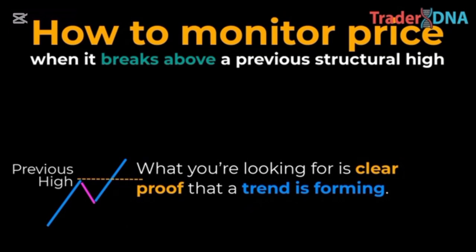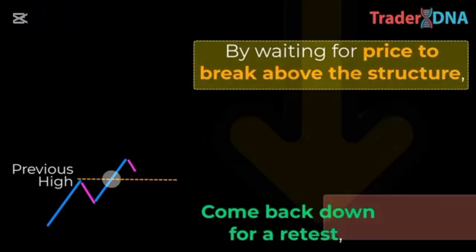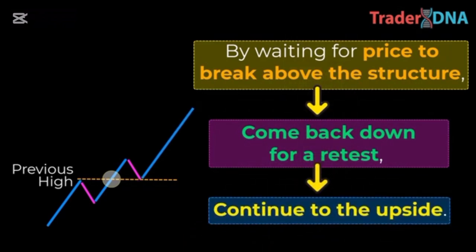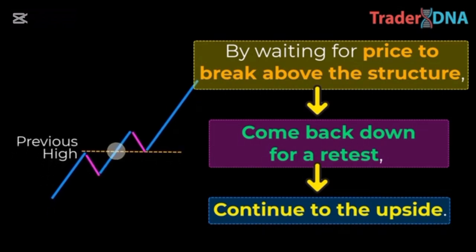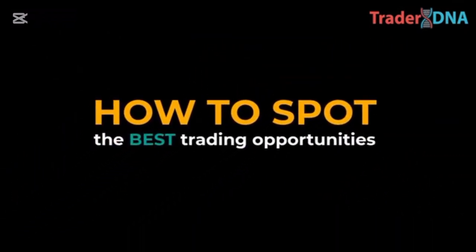And how do we get that proof? By waiting for price to break above the structure, come back down for a retest, and then continue to the upside. This is the key sequence that makes this strategy powerful. Now, today we're going to focus on how to spot the best trading opportunities at these break and retest levels.